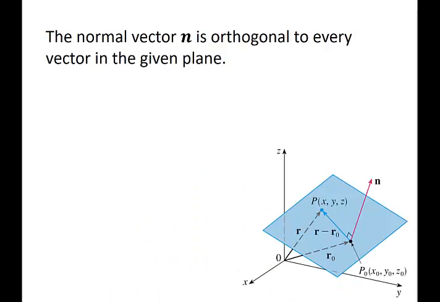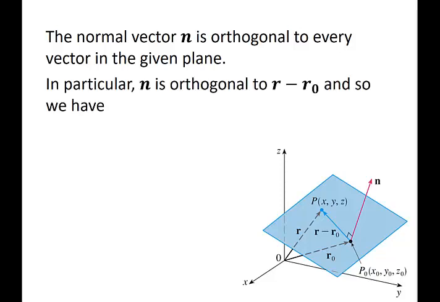This vector can be justified using our triangle law for subtracting vectors. Now, recall that the normal vector n is orthogonal to every vector in our given plane. And so in particular, n is going to be orthogonal to the vector r minus r naught. Since n is orthogonal to r minus r naught, the dot product of these two vectors must be 0. That's the key to finding the equation of our plane: orthogonal vectors have a dot product equal to 0.